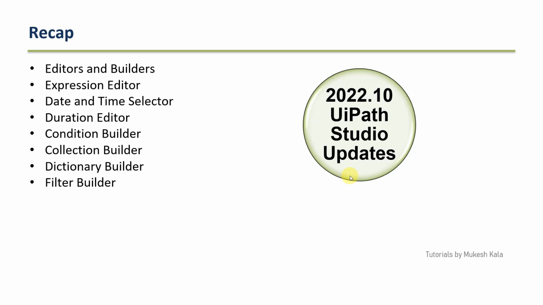Collection builder and dictionary builder will help us to directly add or remove items from the collection with the help of the UI. And lastly, we have seen there is something called filter builder, which helps us to write more complex filters directly within the activity without writing additional code, right? So this was all about the 2022.10 UiPath Studio update that we have covered today. I hope you understood all of this.